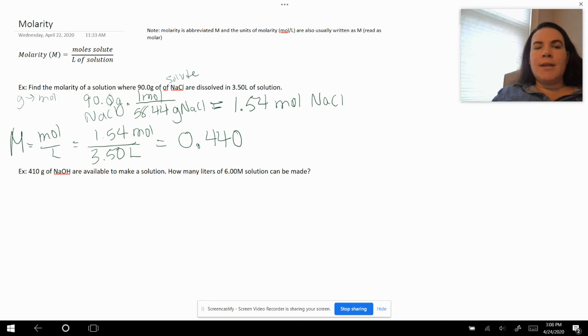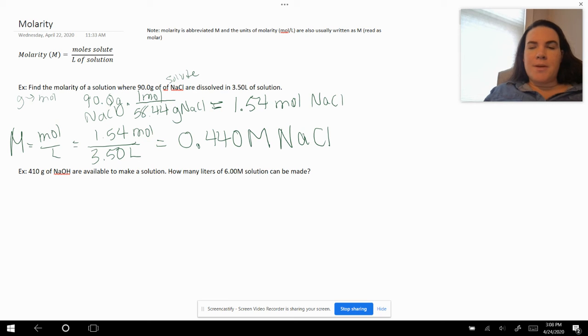And you can either write the units as moles over liters or that capital M I was talking about at the beginning, which is read as molar. They mean the same thing, so either one is fine. So this would be read as a 0.440 molar solution of NaCl. And just like with the percent by mass, you want to list the solute as part of the concentration. All right, so that's solving for molarity. We can also solve for volume, which we'll do in the second problem, or you can solve for moles.